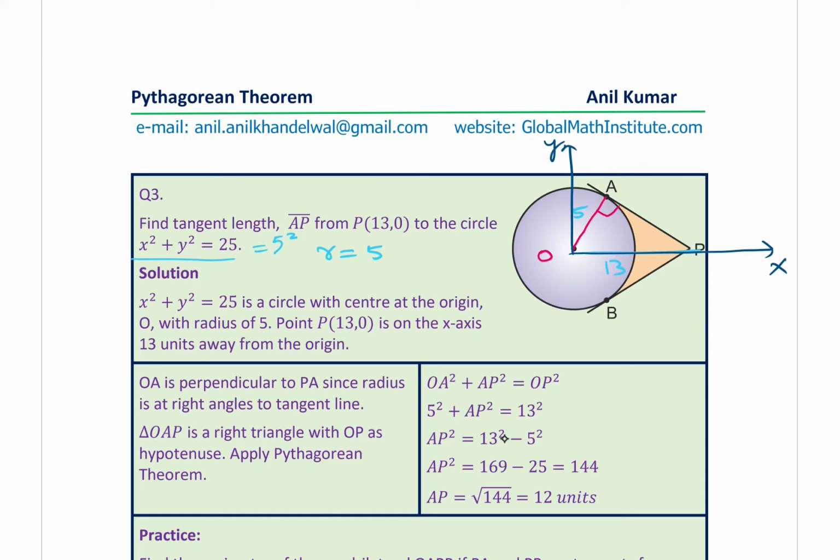And now it's very simple. We have a right triangle where one side has 5, the other side has 13, and so we know what AP is. Is that clear to you? So that is what we've done here. We know 5 square plus AP square is 13 square. So we isolated AP and got this as square root of 144 and came to 12.